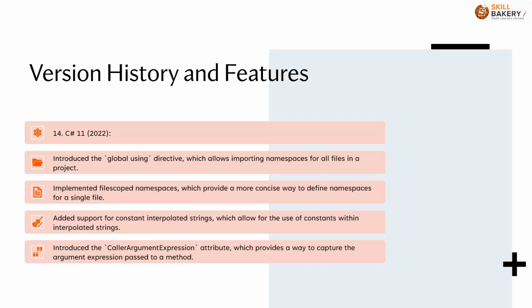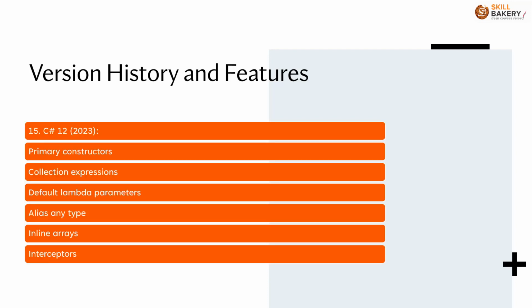Added support for constant interpolated strings, which allow for the use of constants within interpolated strings. Introduced the caller argument expression attribute, which provides a way to capture the argument expression passed to a method. Now, C# 12, which is scheduled for release in the year 2023, we will be seeing following features like primary constructors, collection expressions, default lambda parameters, alias any type, inline arrays, and interceptors. So that was a brief of .NET Framework and C# version history and features.